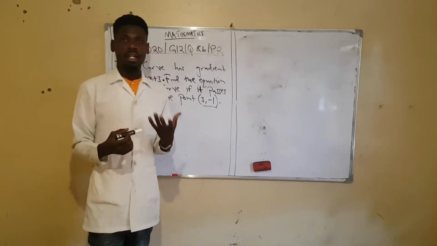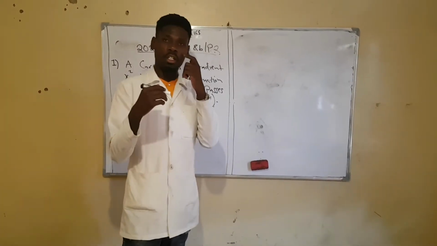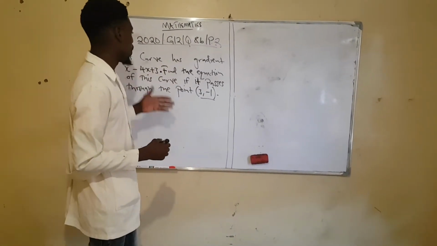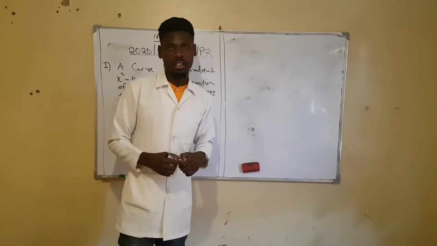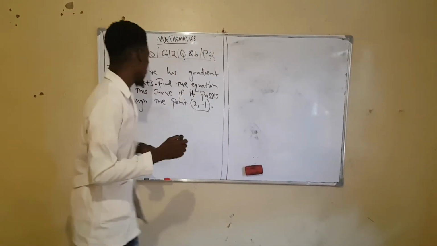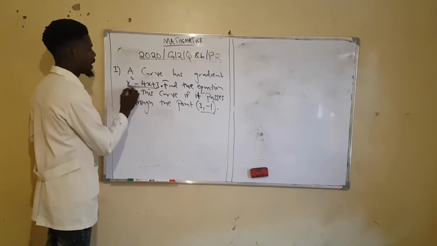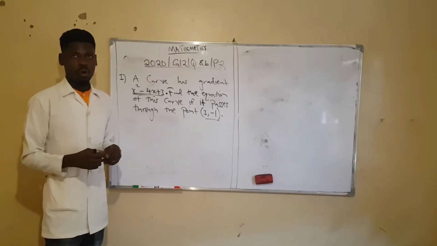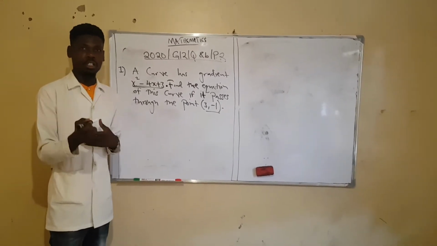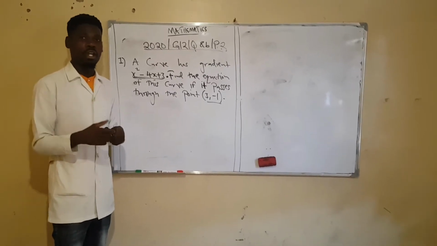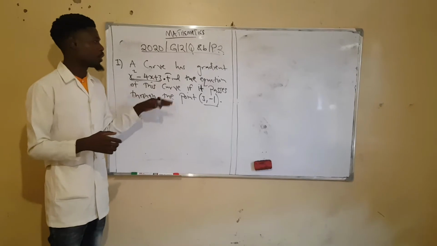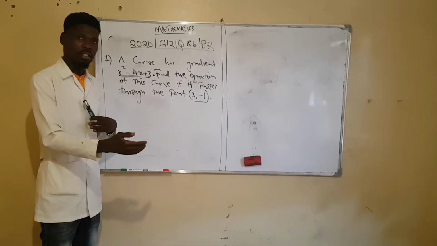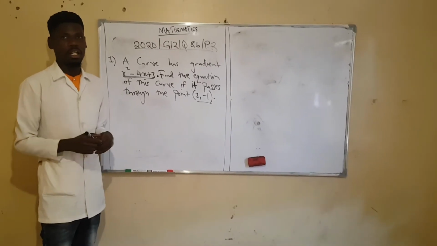Now, all the times when you are told to find the equation of the curve where you have been given the gradient, you have to know that we are talking about integration. Why? Because gradient is simply the derivative of an equation or of the function. So we have been given an expression for the gradient, and they want us to find the equation. In other words, we want to reverse the process. We have differentiated, and then they want us to integrate and find the equation.